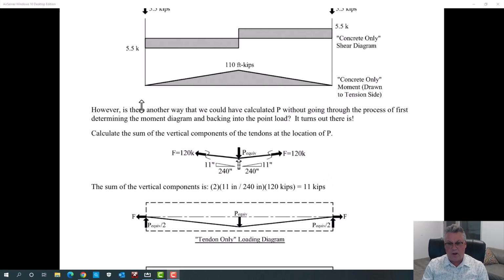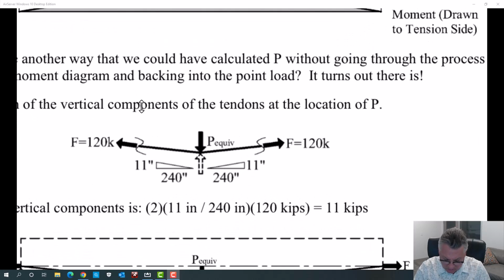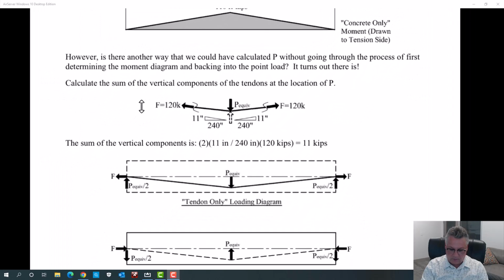A much easier way, and the way I want you to do this, rather than first finding out what the moment diagram is and then backing into the point load that must create it. This is the superior way. So no matter what I give you, you'll actually be able to look at the tendons, and wherever there is a discontinuity in the tendons, wherever it changes direction, there must be some type of equivalent load on there. Right now we're limiting that to point loads, but we're going to have other kinds of loads.